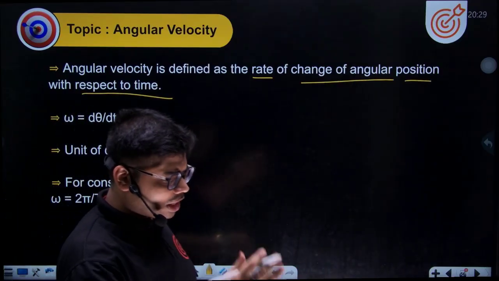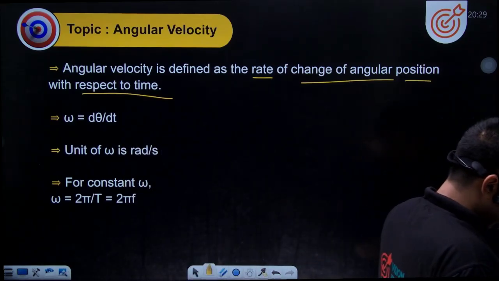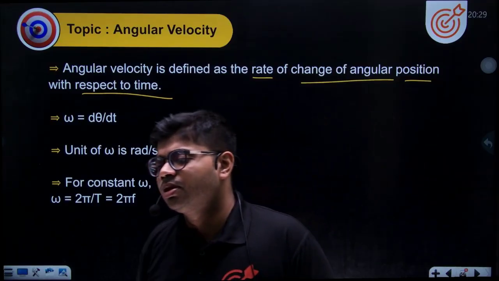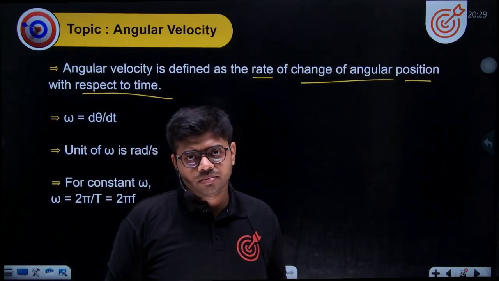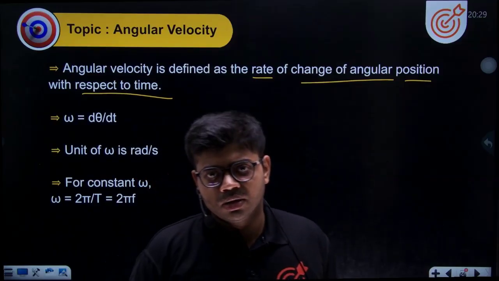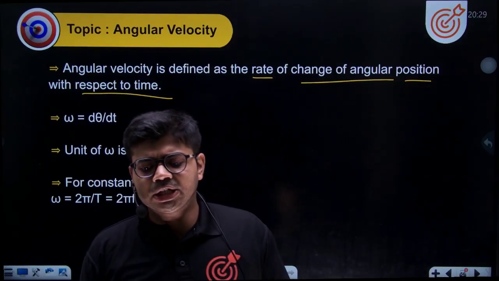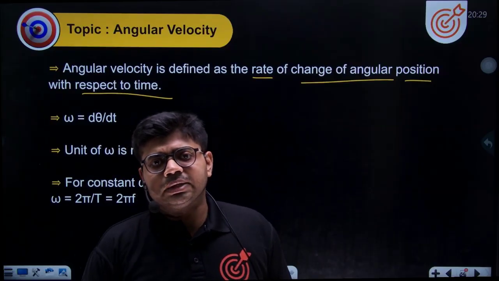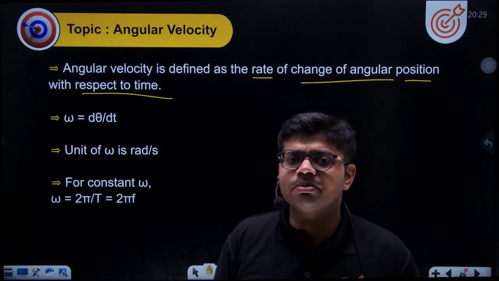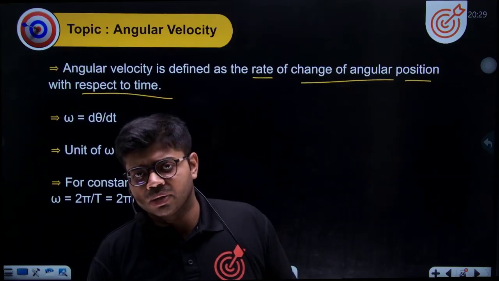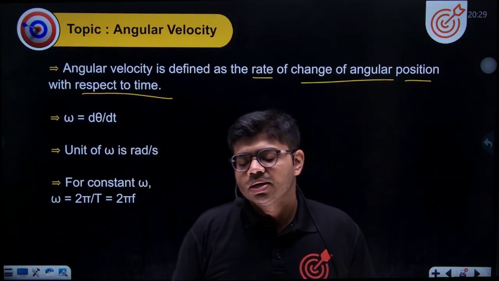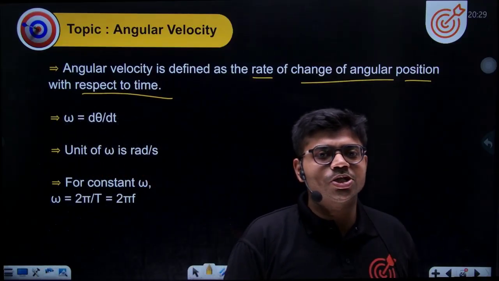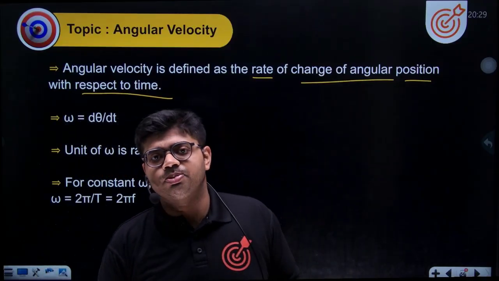What is simple velocity? Linear velocity. Linear velocity tells us about the rate of change of displacement with respect to time. Okay, how the position of a particle is changing with respect to time, right? So we can say that it is nothing but ds by dt, where s is the displacement. Similarly, here I said that instead of displacement we are going to take just the angular displacement.